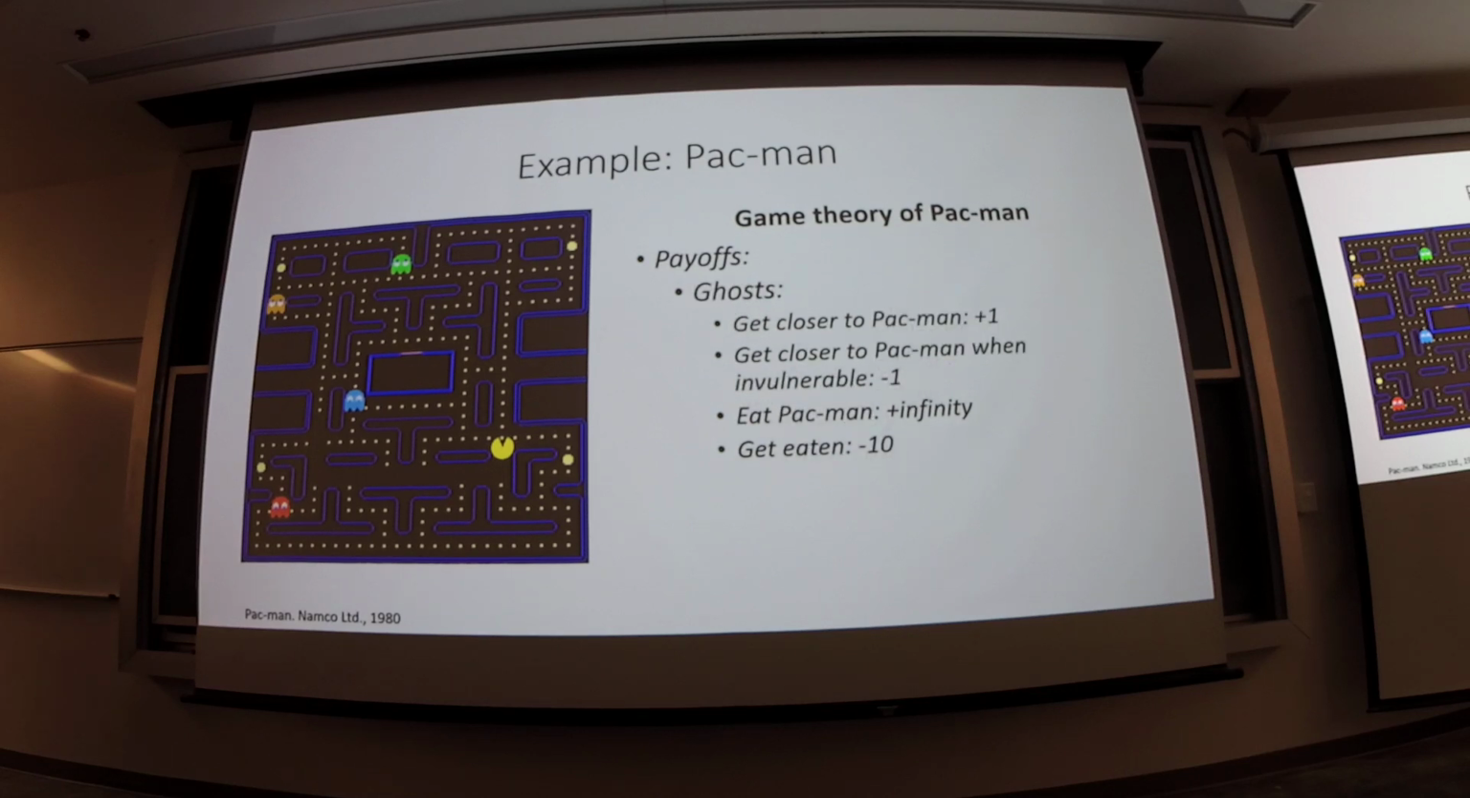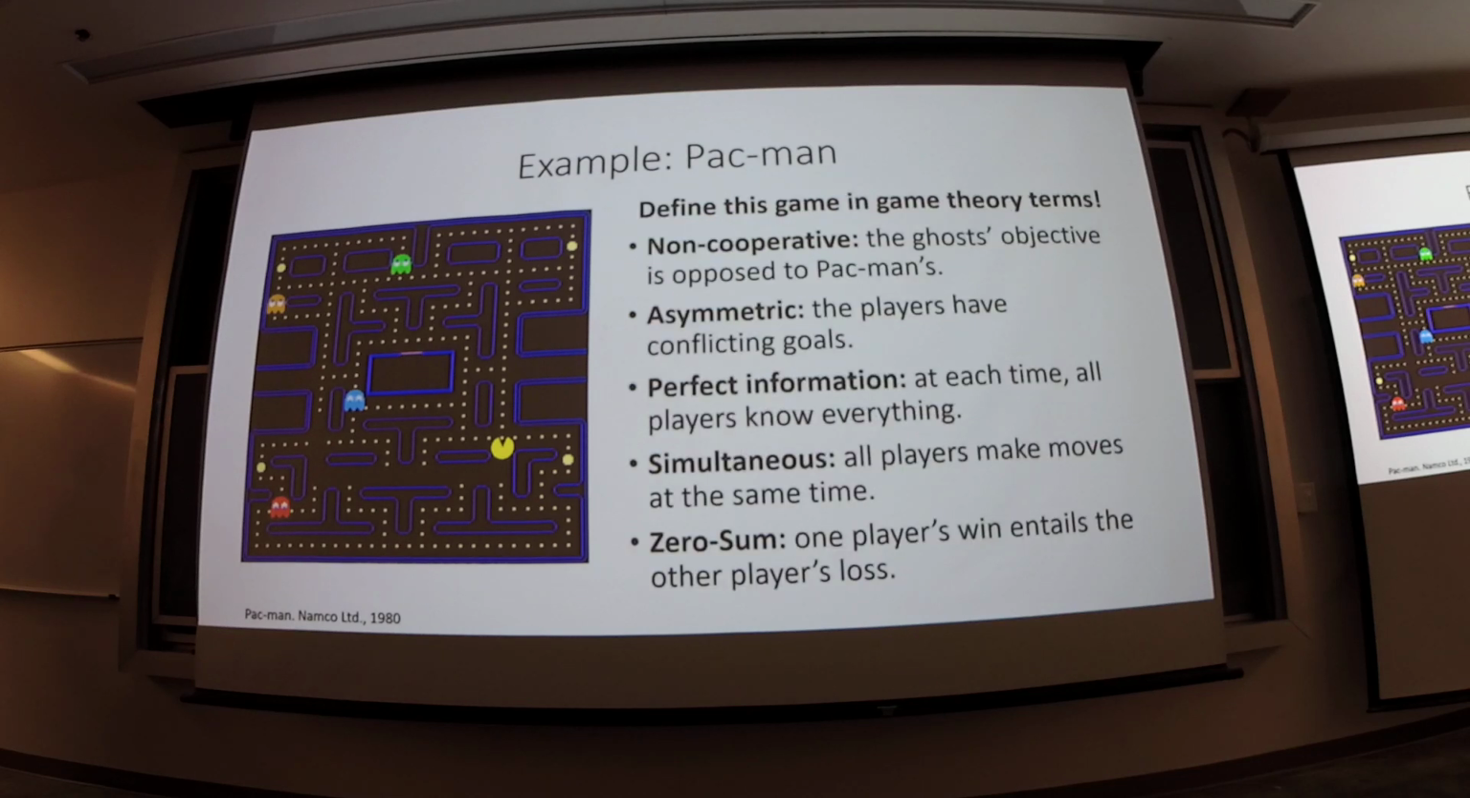The payoffs of the ghosts are similar but reversed, right? Because getting closer to Pac-Man is a +1, but getting closer to Pac-Man when Pac-Man is invulnerable becomes a cost, right? Getting eaten by Pac-Man is -10, and of course eating Pac-Man is what we want, correct? So this is a non-cooperative game because of course it's actually adversarial, right?